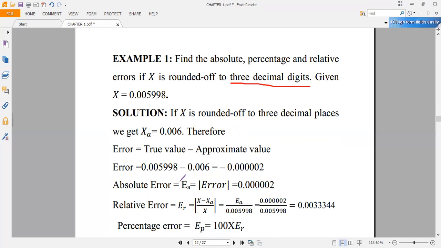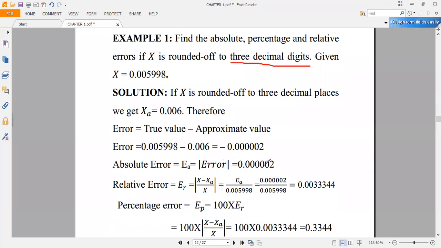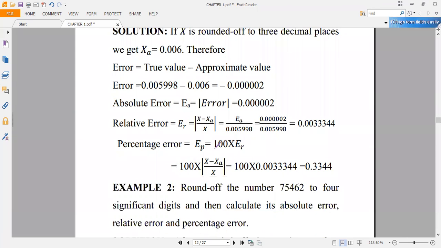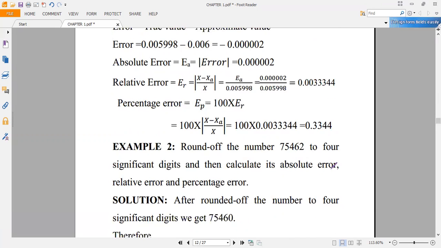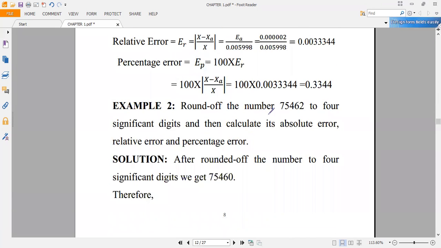The absolute error is the absolute value of the error, so it becomes positive 0.000002. The relative error is the absolute error over its exact value, so it will be 0.000002 over 0.005998, which becomes 0.00033344. The percentage error is 100 times the relative error, so it becomes 0.033344.